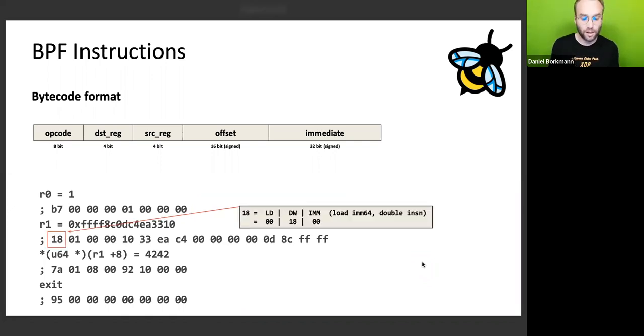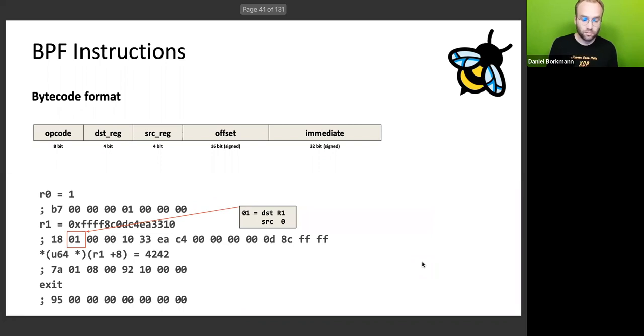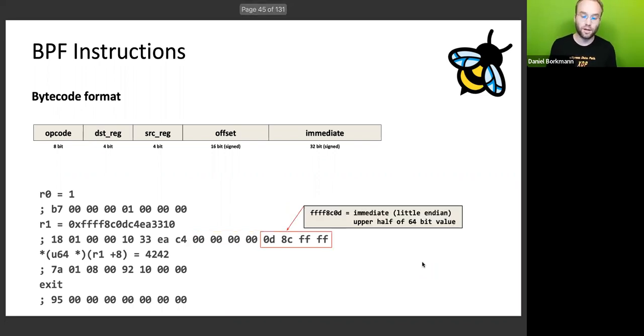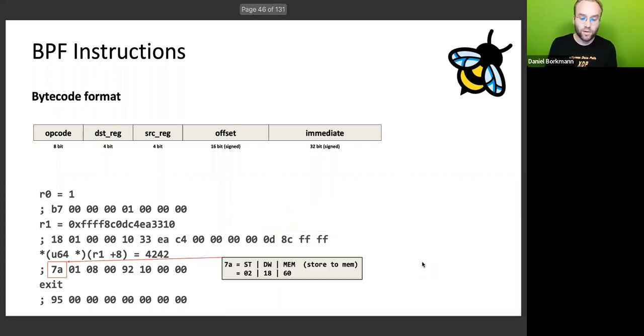The next case, we have this double instruction. That's what I mentioned earlier. It's a two-instruction wide, and this is a load of a 64-bit value into a register. And it's this time register 1. The offset again is fixed, and here you see the lower half of the 64-bit value that we want to load, and the second part of the instruction has the opcode, destination, and offset, like the registers and offset, fixed to 0, and then it holds the upper part of the 64-bit value. In general, this is in this case a memory address that we want to load from, again from a BPF map.